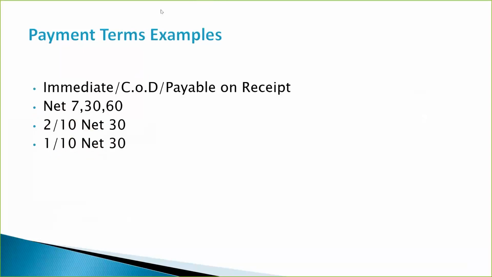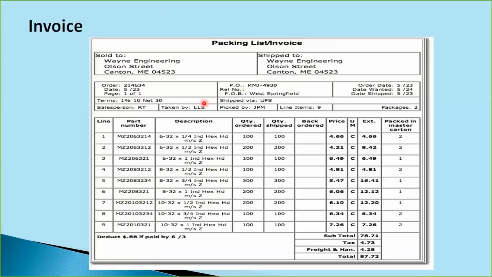So you can see on this invoice, you have terms here, and it says 1%, 10 net 30. So this basically means that this amount, $87, is due within 30 days from perhaps the date of the invoice. But if it's paid within 10 days, then they'll get a 1% discount on the amount. All right, so those are just examples of payment terms.